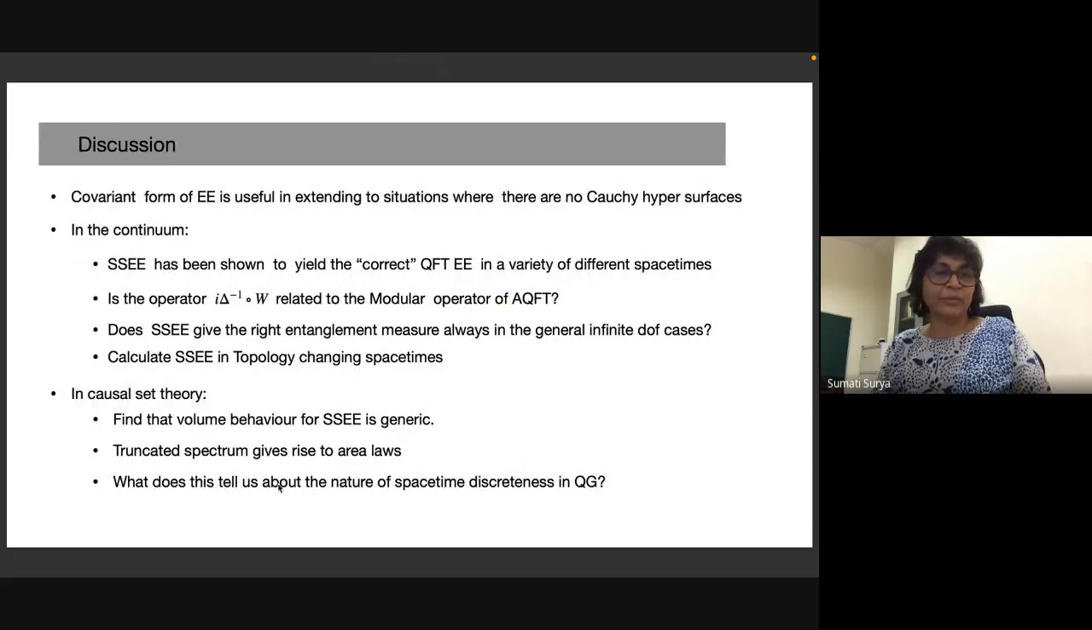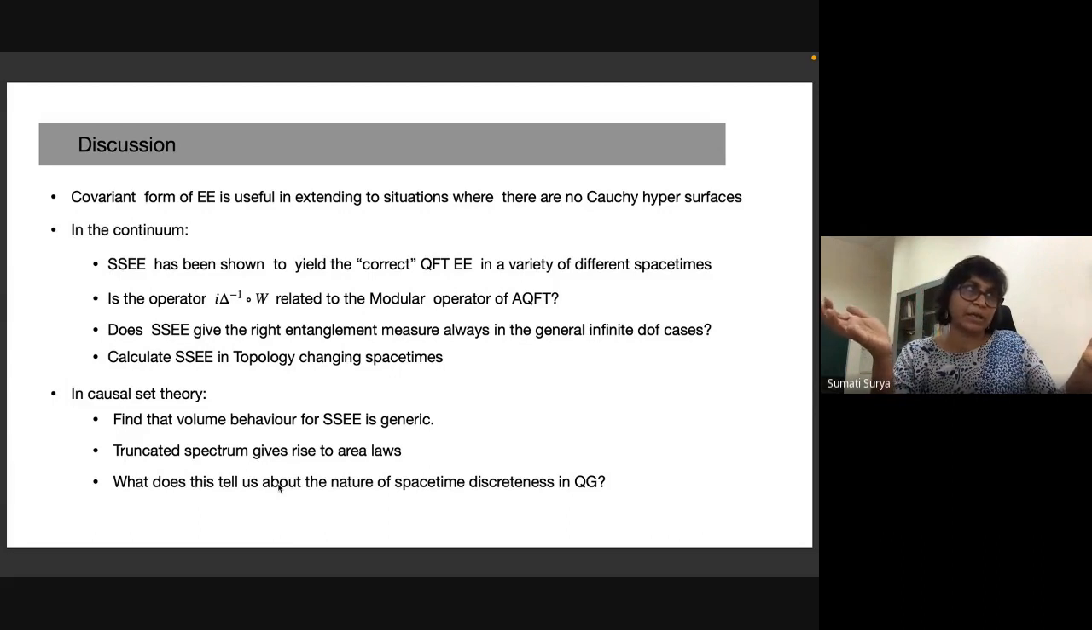So let me just end with this discussion, which is that the covariant form of entanglement entropy is useful in extending to situations without Cauchy hypersurfaces. In the continuum, we've seen that it gives the correct quantum field entanglement entropy in a variety of different spacetimes. One question is to try to see where this way of thinking about entanglement entropy arises from in algebraic quantum field theory. Is it related to the modular operator? These are questions that we would like to understand better, but I have to say we haven't made too much progress on this. And also to generalize, to see whether we can show more generally that it gives you the right entanglement measure in the infinite dimensional case.